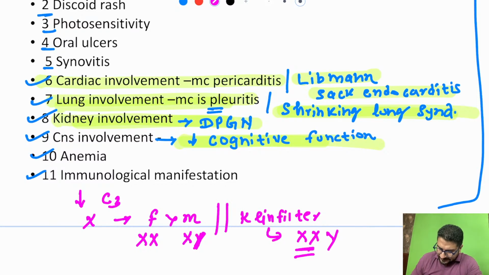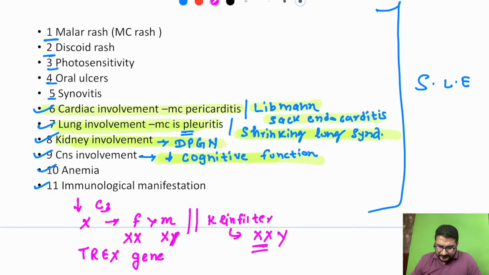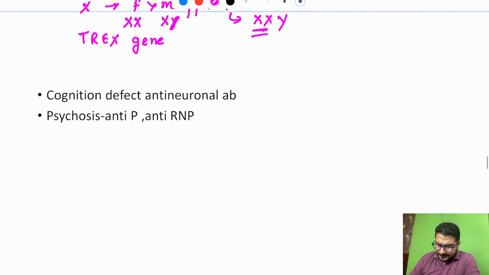Lastly, I can mention a NICT question which came in exam. It can also be due to mutation of the TREX gene. So these were some new questions on SLE. Then understand, they ask you about cognitive symptoms or CNS manifestation. It is due to anti-neuronal antibody, which we also call anti-glutamate antibody.